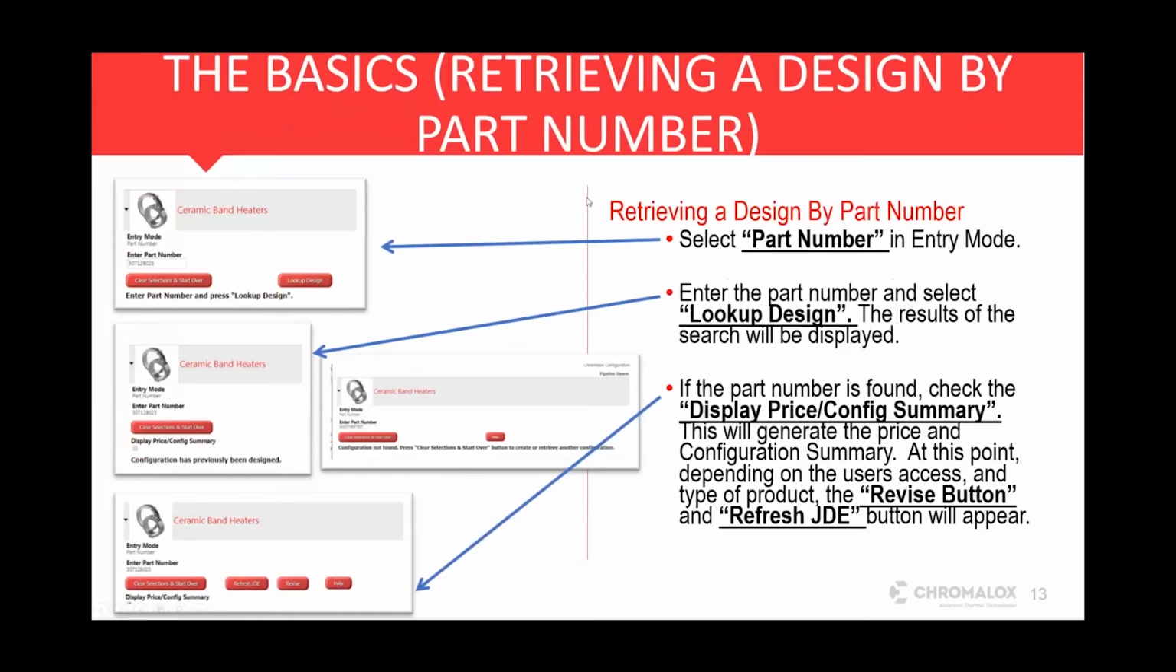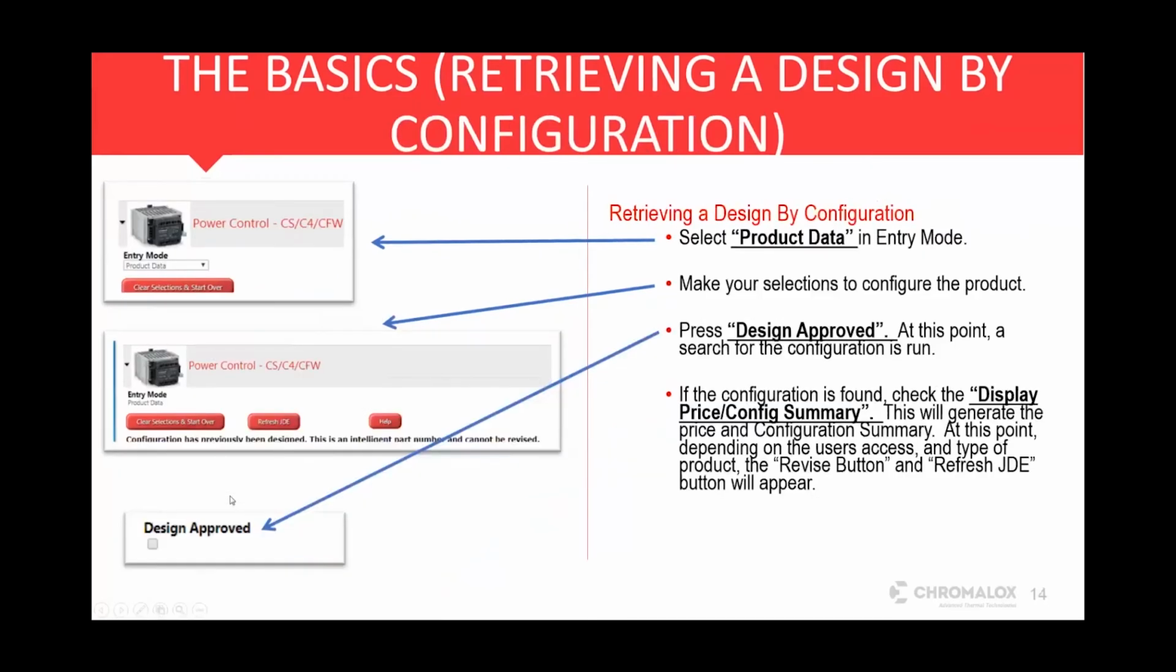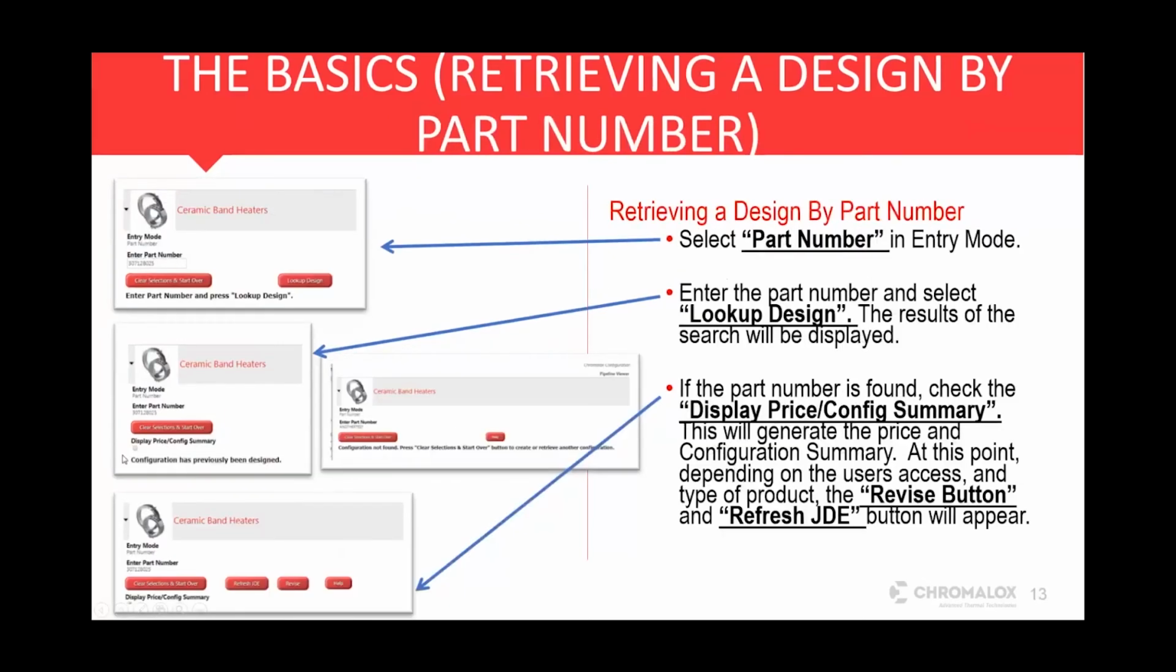Retrieving a design by part number. This is, again, almost identical to Aptean. You select part number in entry mode right up here. You put the part number in the enter part number text box, and then you hit look up design. If the part number is found, check the display price configuration summary box. Right here, display price configuration summary.